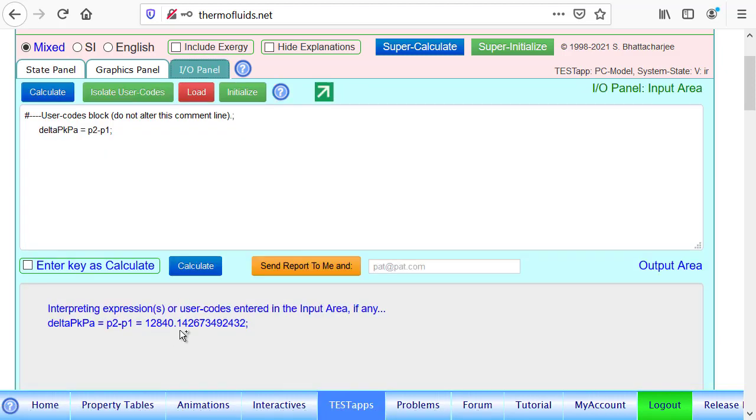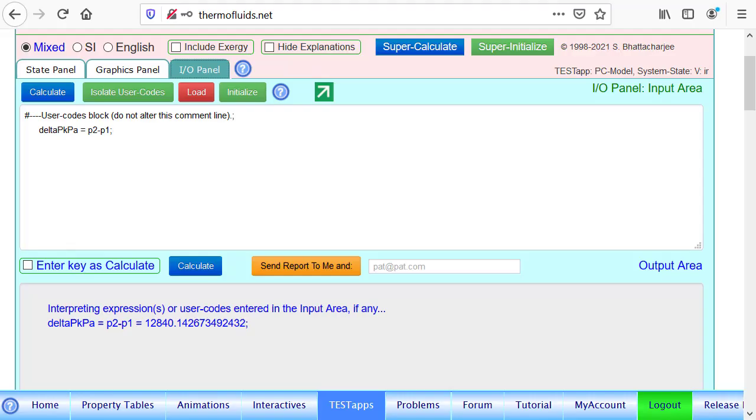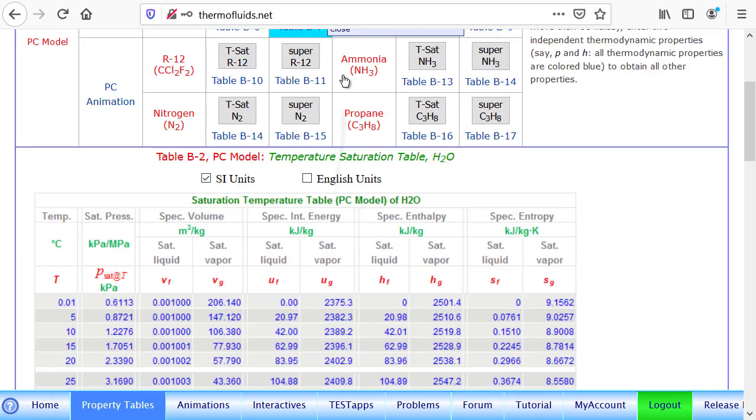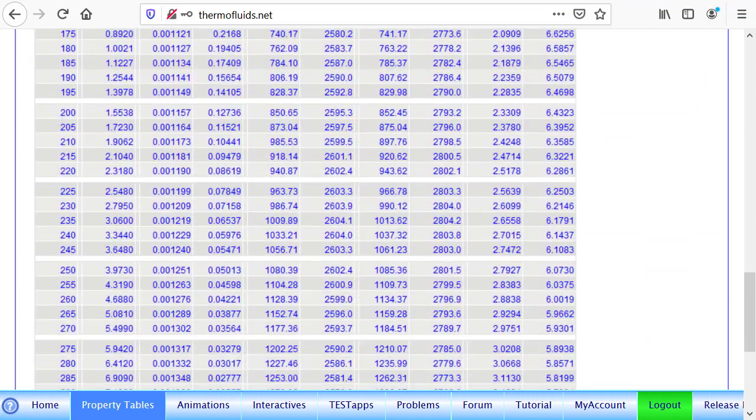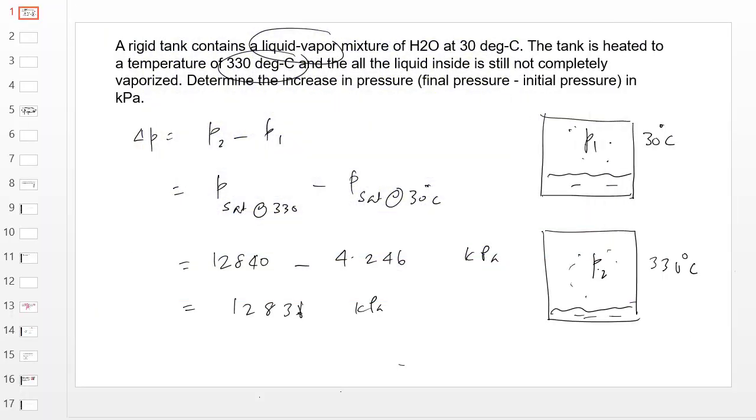is the correct answer. So let me go and check what mistake we made. Okay, so perhaps at 330 degrees Celsius, it was a little bit more than this. So we can go back to the property tables. At 330 degrees Celsius, 12840. So as you can see, this is 5. And that's how we get the answer of this.